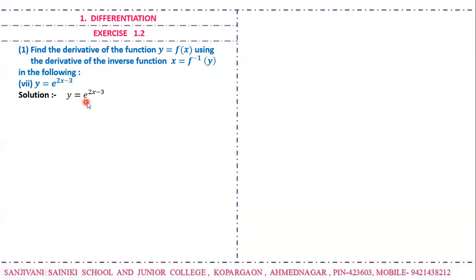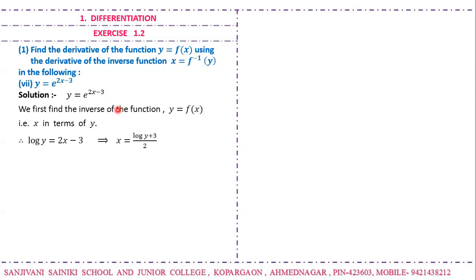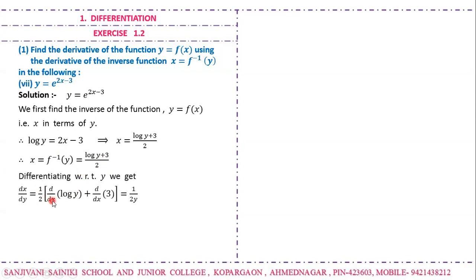Now y is equal to e raised to 2x minus 3 is the given function. Here also we will take the logs on both the sides and then simplify it. We get x is equal to log of y plus 3 upon 2. Now this x is equal to f inverse of y, which is log of y plus 3 upon 2. 1 upon 2 is a constant. We have to differentiate this with respect to y. 1 upon 2 is constant, so we will take it outside. Derivative of log of y with respect to y and derivative of 3 with respect to y, the derivative is taken with respect to y.